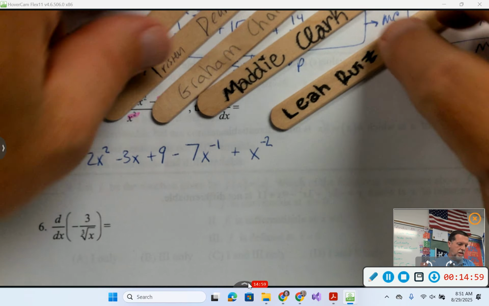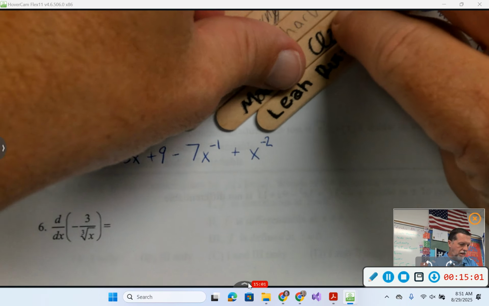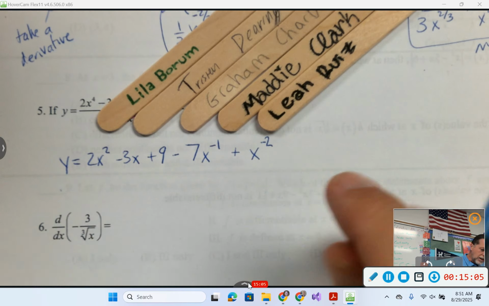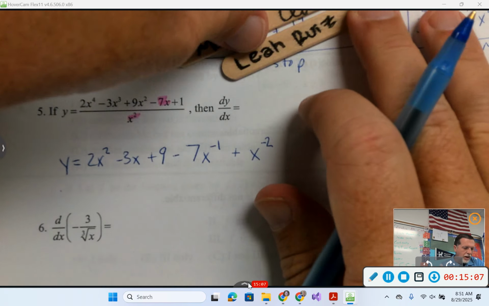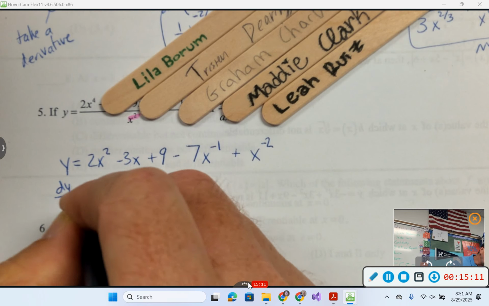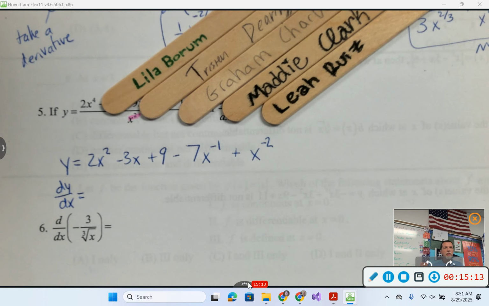All right. In order, here we go. I'll still use the right notation. It asks for dy dx. That's the same thing as y prime, but it asks for dy dx, so I'll write it like that. Lila, how about that first one? What's the derivative of 2x squared?